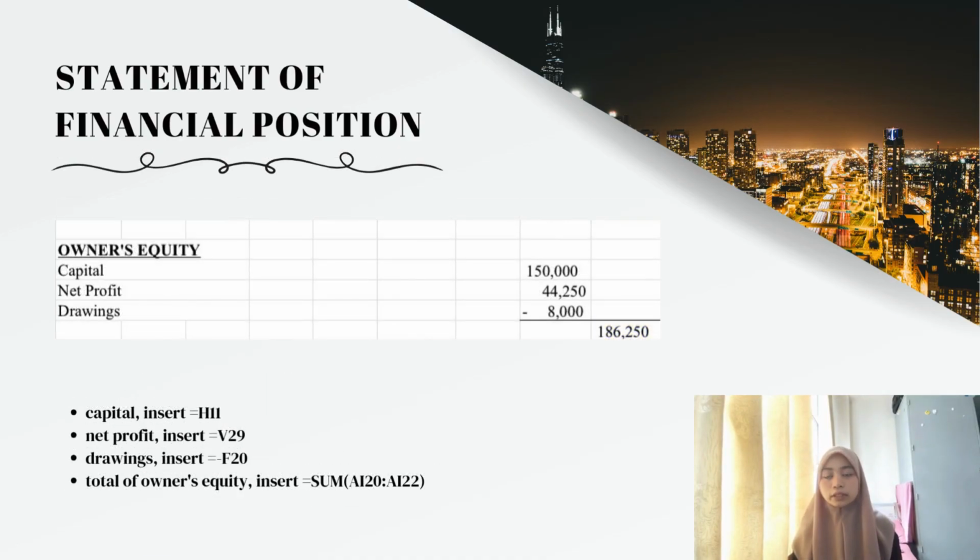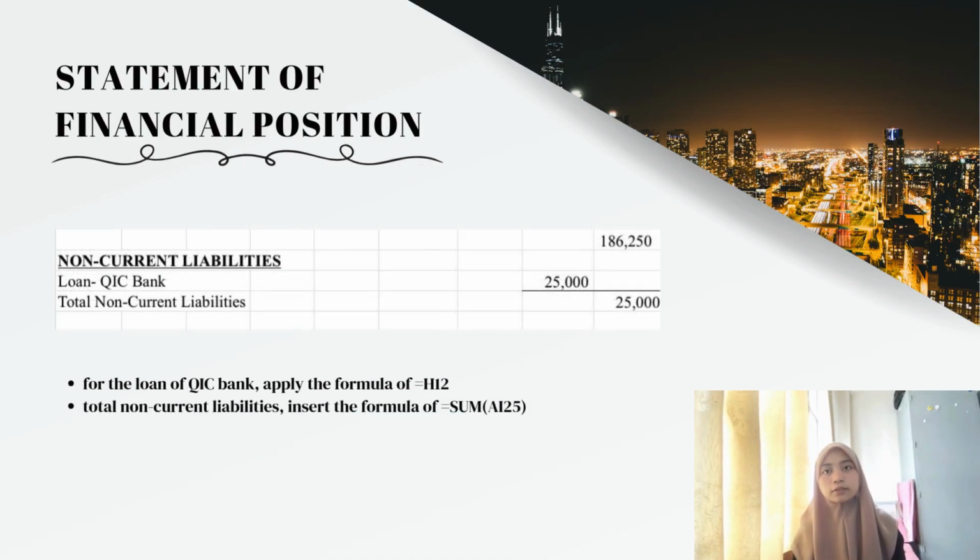Next, for owner's equity. For capital, we will apply the formula equals H11, net profit equals V29, and drawings equals negative F20. Then, we will sum up the total of owner's equity using the formula equals SUM(AI20 to AI22). Second last, we will calculate the non-current liabilities.